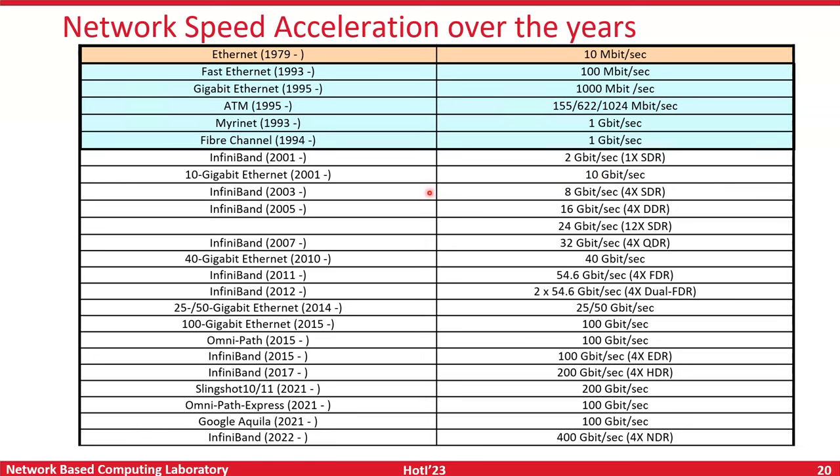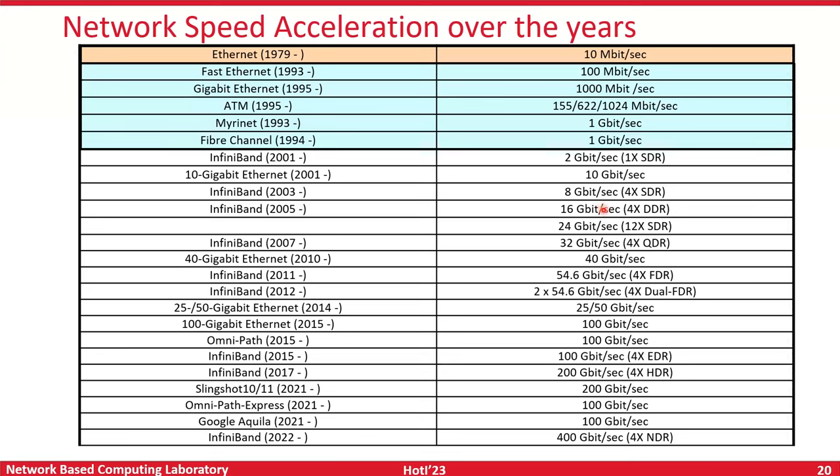So in 2 years, the demand increased for the network. What they had here, if you see, is 4X SDR. That means the link speed remained the same, but instead of one lane, they put 4 lanes. All these 4 lanes are put together in a single cable, and that gets connected to the adapter. Through that, they were able to increase the bandwidth from 2 gigabits per second to 8 gigabits per second.